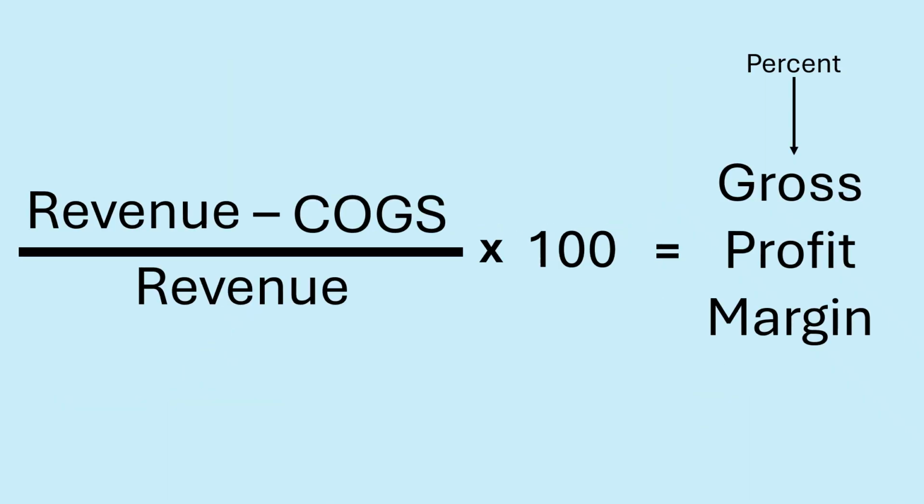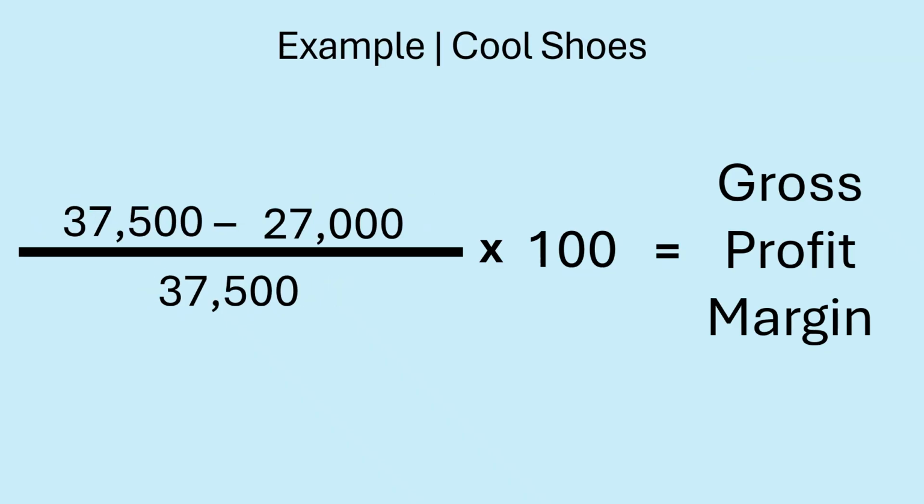Back to the equation. Gross profit margin is found by subtracting COGS from revenue and dividing that by revenue. Multiply the resulting number by 100 and you have your gross profit margin. Awesome, let's do an example.